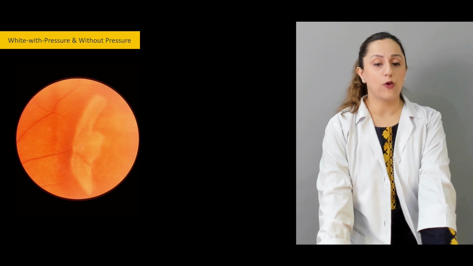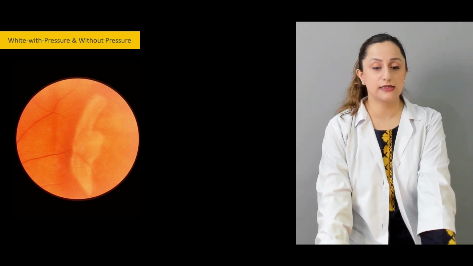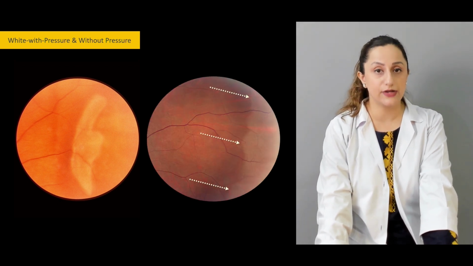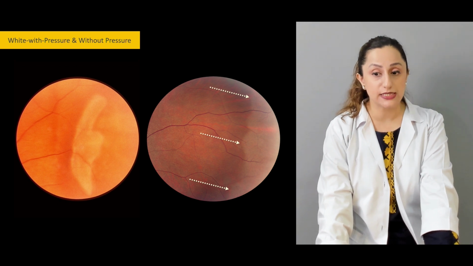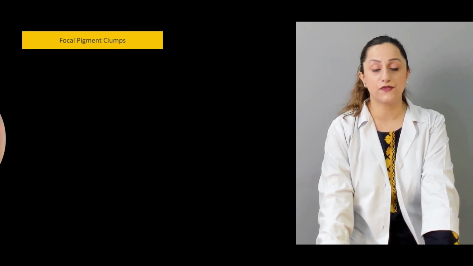This is the white with pressure. After performing the scleral indentation, you would appreciate that these areas of whitish appearance appear on the retina of these individuals. If they appear without the scleral indentation, they are termed white without pressure in these individuals.